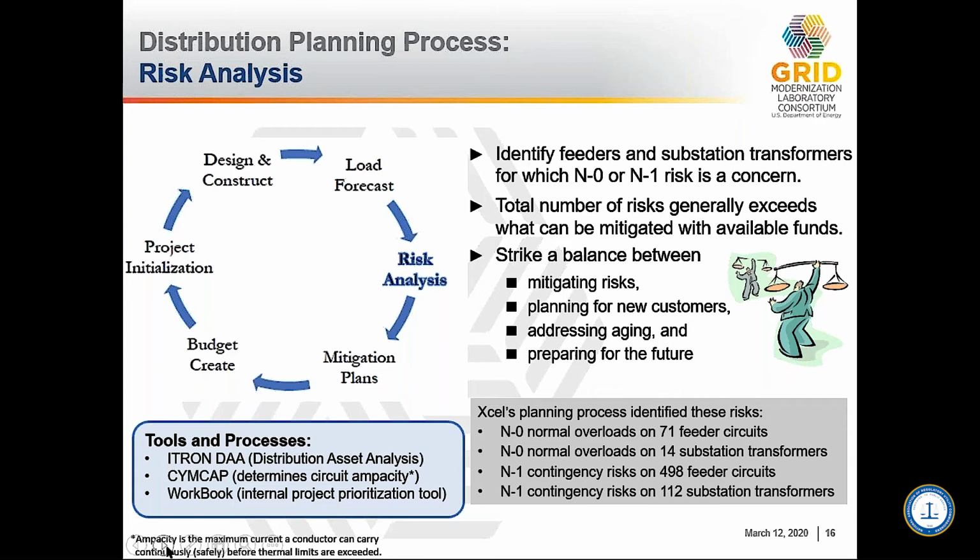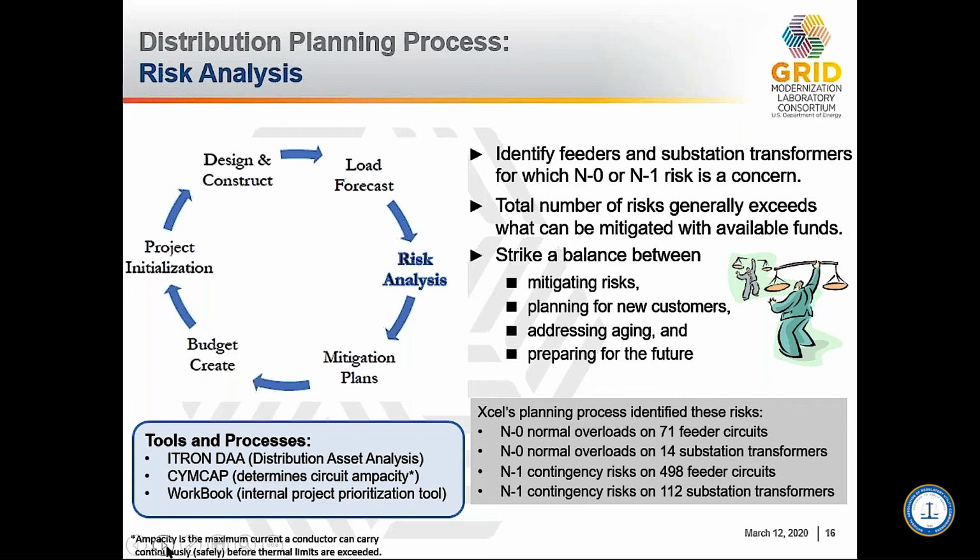The next step in the distribution planning process is risk analysis, as you see from the graphic. This activity identifies the feeders and the substation transformers that are at risk of being overloaded during system intact N-0 conditions, or during a contingency, N-1 conditions. The total number of risks generally exceeds what can be mitigated with available funds. So that means some kind of budget constraint planning process needs to be applied.